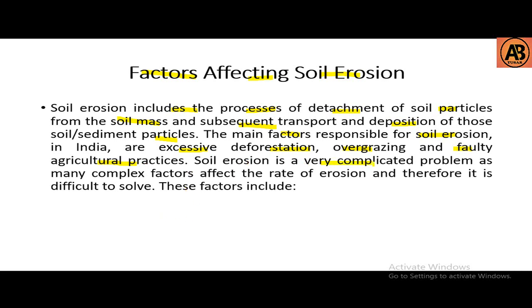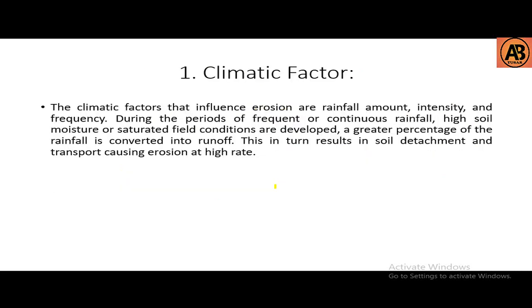Soil erosion is a very complicated problem as many complex factors affect the rate of erosion, and therefore it is difficult to solve. These factors include, first one, climatic factor. Climatic factors that influence erosion are rainfall amount, intensity and frequency. During periods of frequent or continuous rainfall, high soil moisture and saturated field conditions develop. A greater percentage of the rainfall is converted into runoff. This in turn results in soil detachment and transport, causing erosion at a high rate.